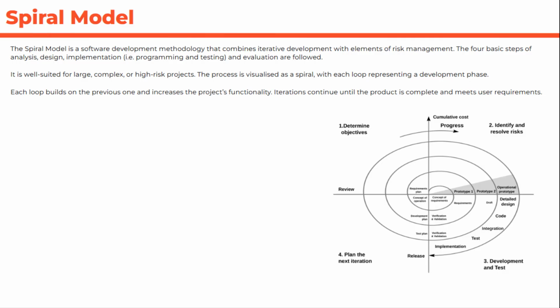Iterations continue until the product is complete and meets the user requirements. And there are some key features here. It focuses on risk analysis and iterative development. It will divide the development into phases, often called iterations or spirals. And it incorporates elements of both the waterfall and agile methodologies, and you'll see all the different methodologies we look at try and pinch certain elements of each other to make them as effective as possible.